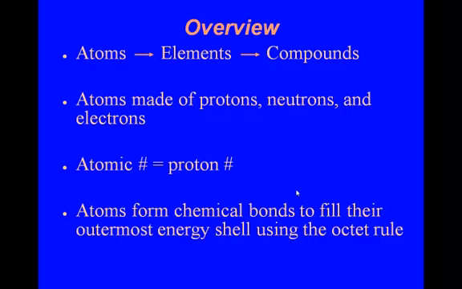Alright, so just a little overview here. This goes back and again just kind of hits the big ones. Remember, atoms make up elements and elements make up compounds. Atoms are made of protons, neutrons, and electrons. The atomic number equals the proton number. And atoms form chemical bonds to fill their outermost energy shell using that octet rule.